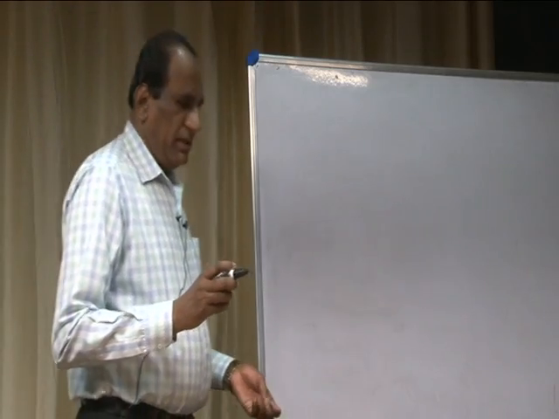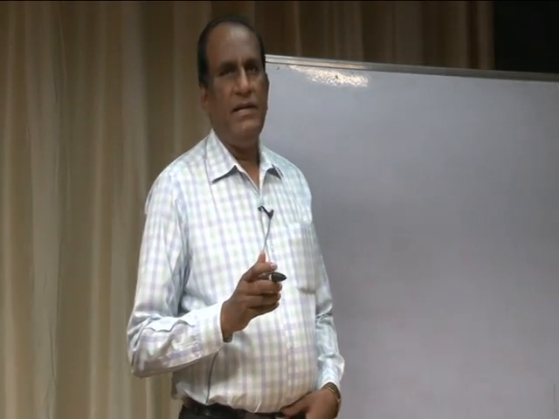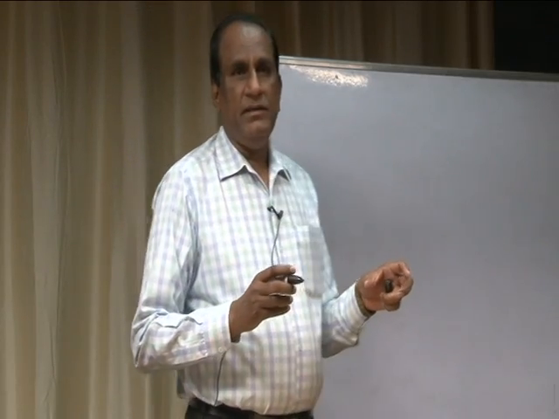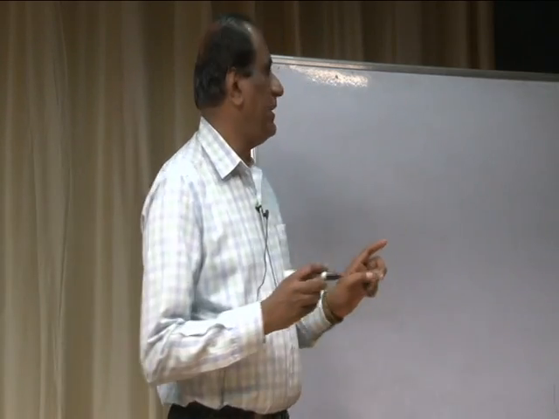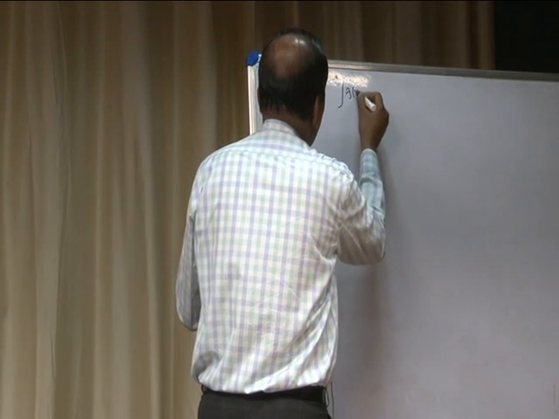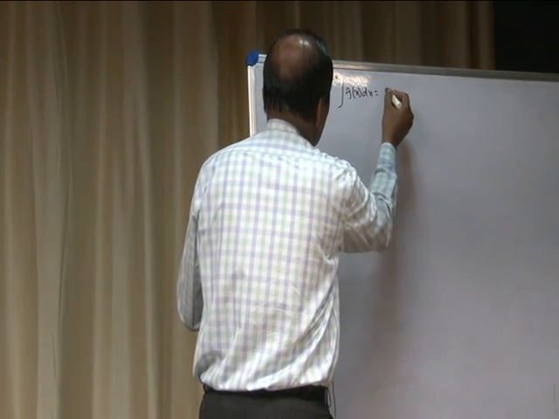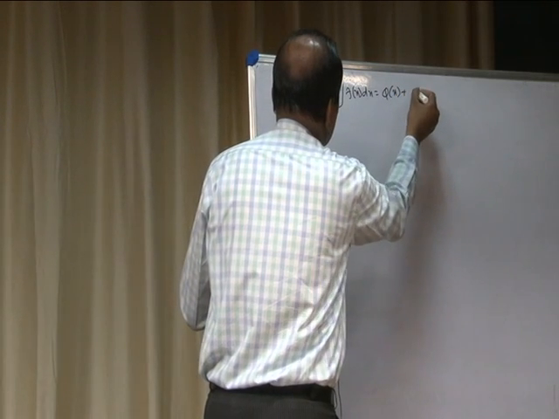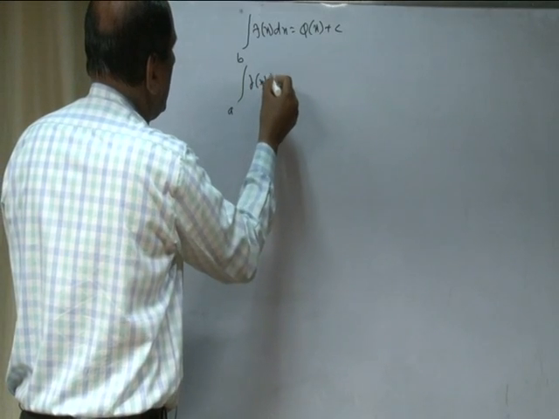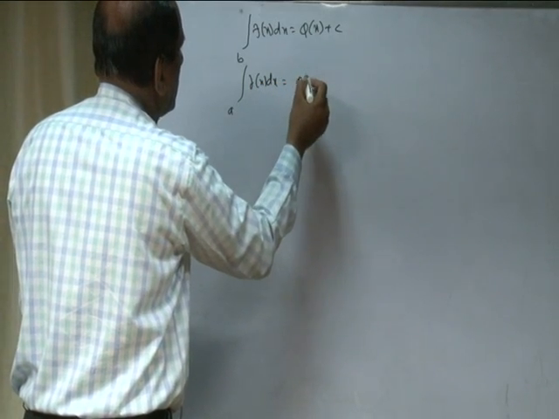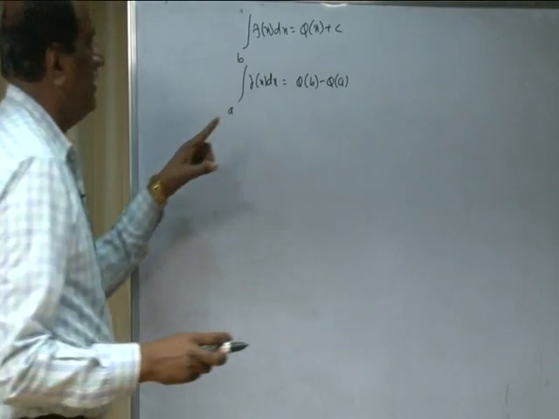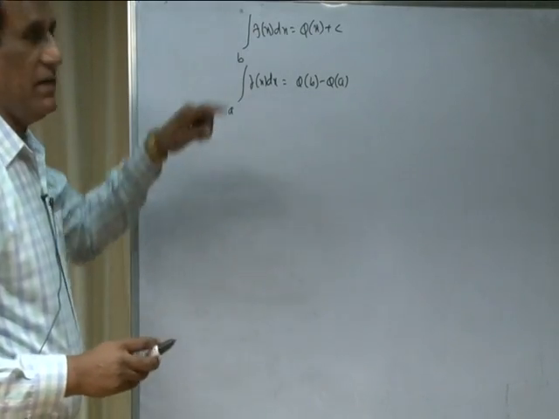Now, in the last class I started the chapter definite integral. I explained the concept of definite integration and also the difference between indefinite and definite integration. So, what is indefinite integration? That is integral of f of x dx is equal to Q of x plus c. And integral from a to b of f of x dx is equal to Q of b minus Q of a. So, this is definite integral, this is indefinite integral.